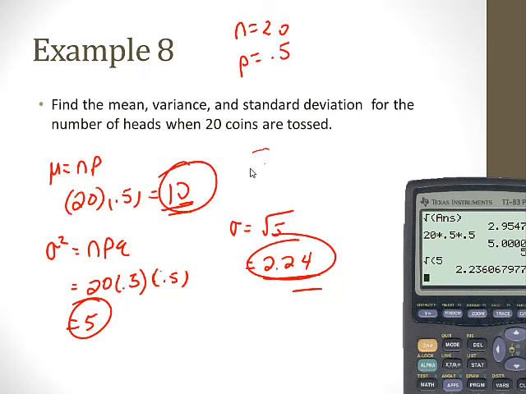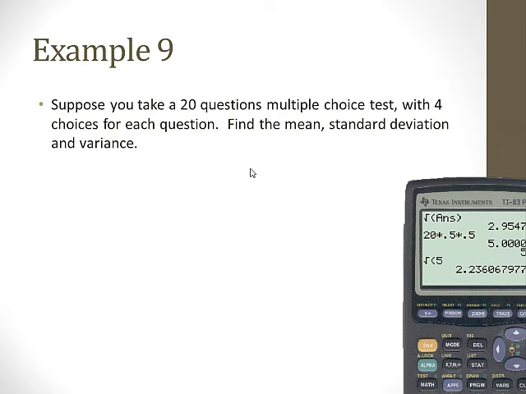Okay, another one. Suppose you take a 20 question multiple choice test with 4 choices for each question. Find the mean, standard deviation, and variance. Hopefully we're getting quicker at this. So n is 20. What's p going to be if I've got 4 choices for each question? 0.25. Find the mean: n times p, or 20 times 0.25. You get 5.